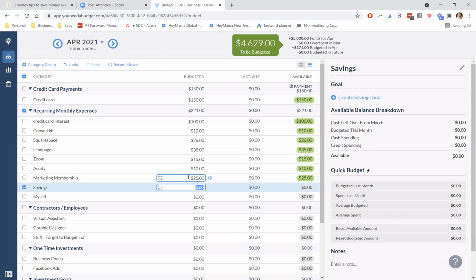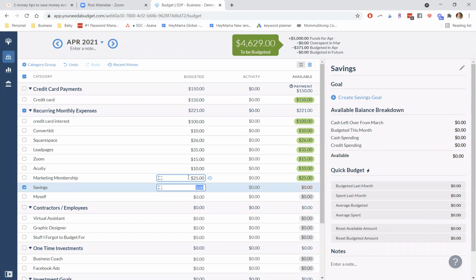So this is what I did in this example: I moved savings and paying yourself up into a recurring monthly expense, like something that is non-negotiable. Like paying yourself is a non-negotiable. Having savings, right, is a non-negotiable if you want to get out of debt and if you don't want to build debt. It should be a non-negotiable for everyone who wants to have a healthy financial future.